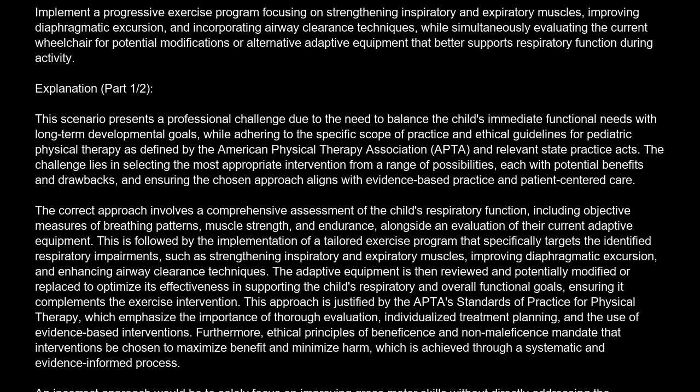The correct answer is C. Implement a progressive exercise program focusing on strengthening inspiratory and expiratory muscles, improving diaphragmatic excursion, and incorporating airway clearance techniques, while simultaneously evaluating the current wheelchair for potential modifications or alternative adaptive equipment that better supports respiratory function during activity.